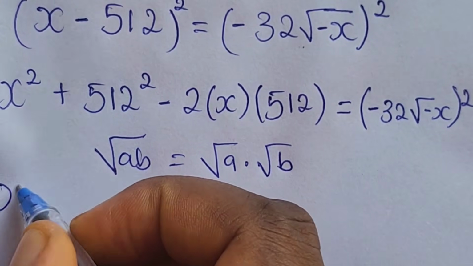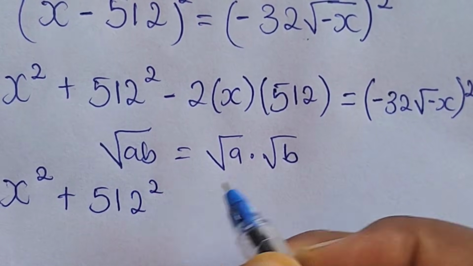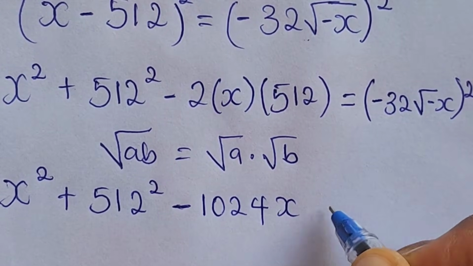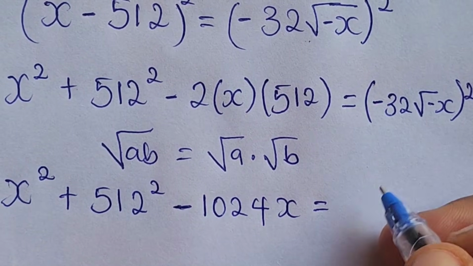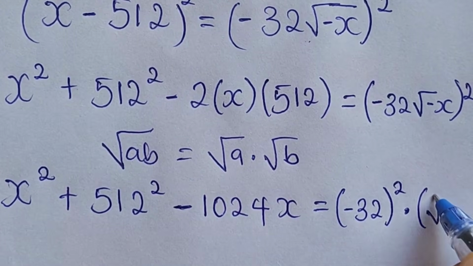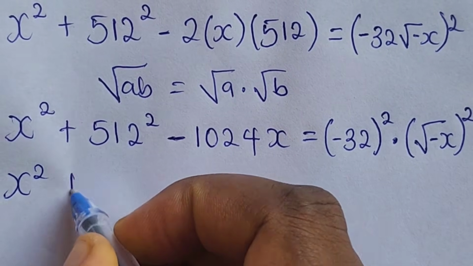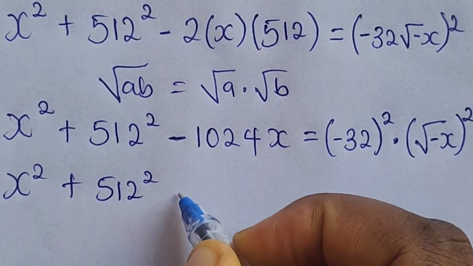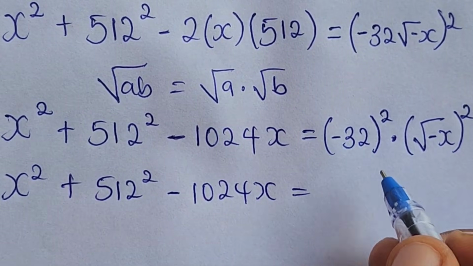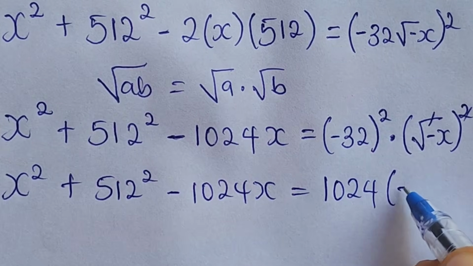For this side, we have x squared plus 512 all squared, and this is minus 1024x is equal to, when we split this, we have minus 32 all squared times root minus x all squared. So we have x squared plus 512 to the power of 2 minus 1024x is equal to, our this to the power of 2 will give us 1024, and this cancel out this, we have minus x.